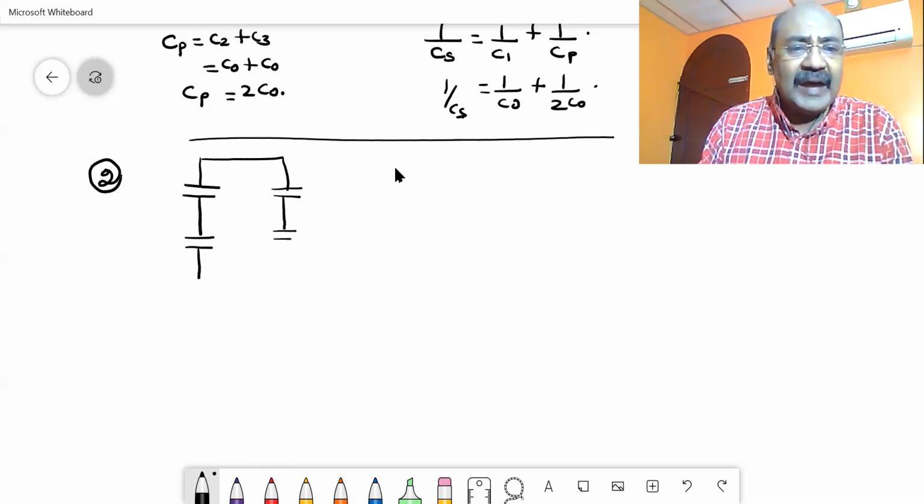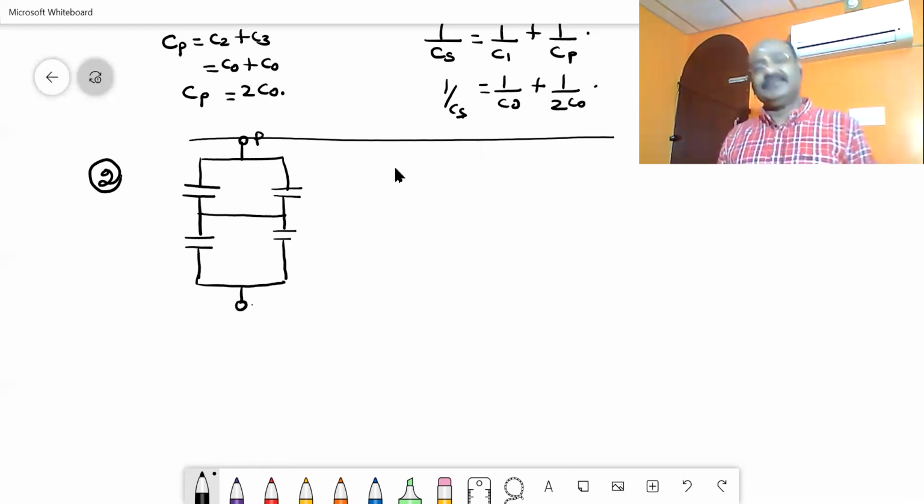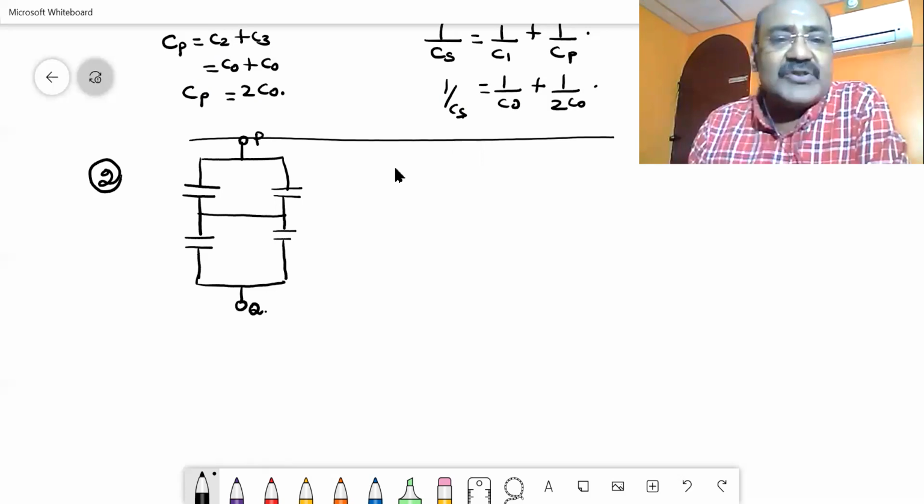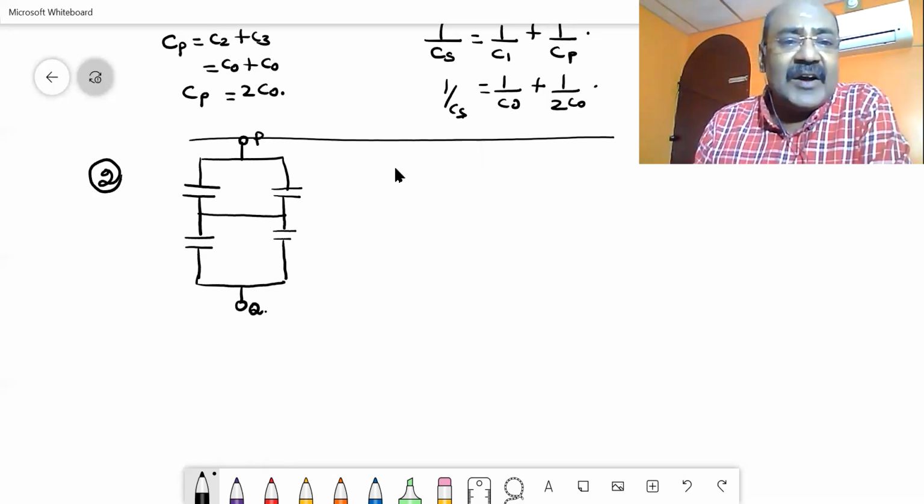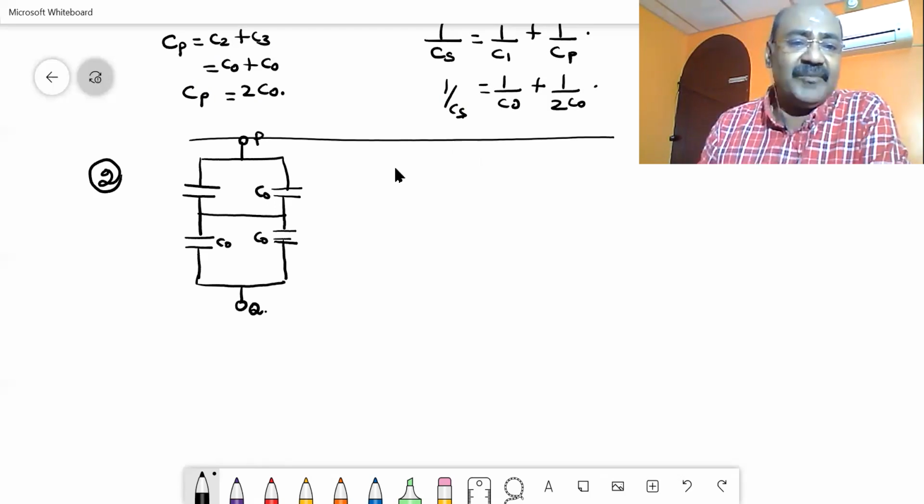And you are having a connection here as well as here. The 2 ends across which we have to get the effectiveness is the vertical 2. One is considered to be P, another one is considered to be Q. See, here also the 4 capacitors are having a common value C0, C0, C0, C0.